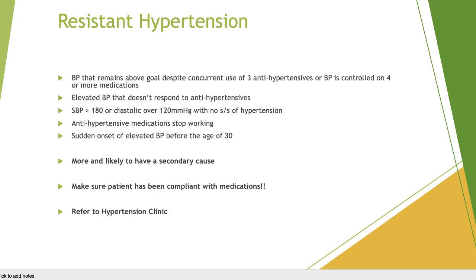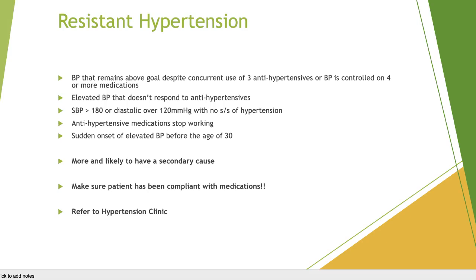Resistant hypertension is a blood pressure that remains above goal despite concurrent use of 3 hypertensives, or BP is controlled on 4 or more medications. This is elevated blood pressure that does not respond to the normal class of antihypertensives. This is ongoing systolic blood pressures greater than 180 or diastolic blood pressure over 120.